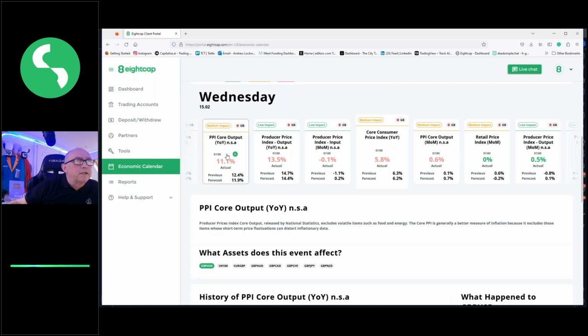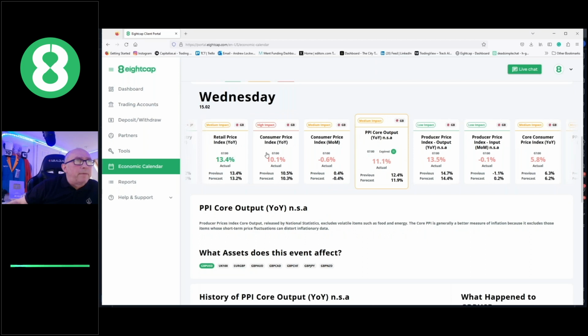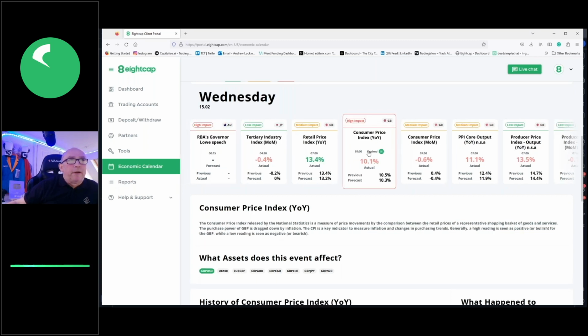Actually, can I just change something here? I beg your pardon. This is the CPI. I was looking at the core. This is the CPI, this one here. This is the one I should be looking at. CPI year on year, it actually came in at 10.1. I thought that's a bit low. 6.2 is what you're seeing in the US at the moment. That was the core CPI. This is the UK CPI. It came in at 10.1.